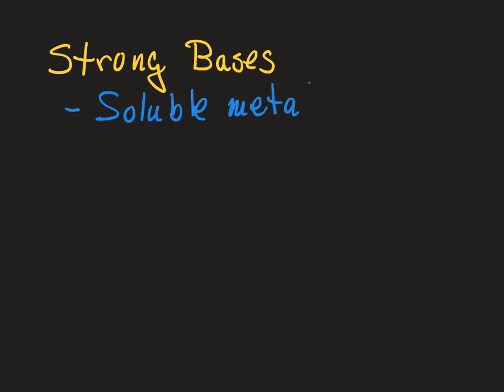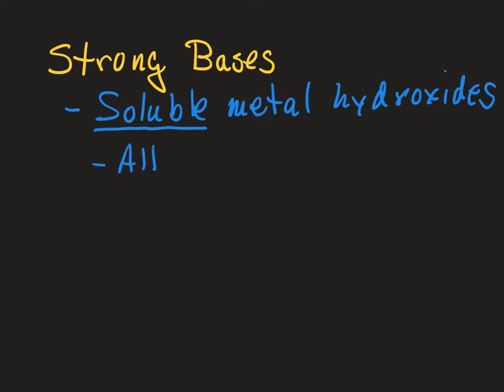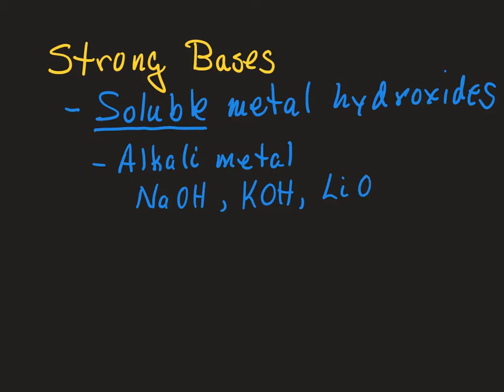The thing that we normally associate with being strong bases are soluble metal hydroxides. Now, the important thing here is soluble. If you remember solubility rules from General Chemistry 1, most hydroxides were insoluble in water. The exceptions were things that had to do with the alkali metal rule. That is, most alkali metal compounds are soluble. So alkali metal hydroxides are soluble. That would be sodium hydroxide, potassium hydroxide, lithium hydroxide.